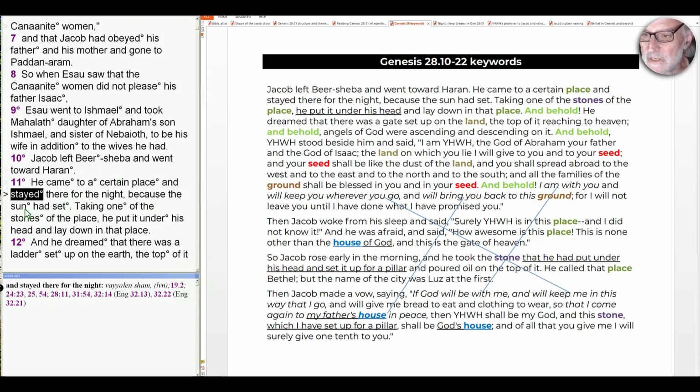He stayed there for the night because the sun had set. We only saw the sun previously in the theophany that Abraham had, also at night, around the cutting of the animals in half for the theophany there.